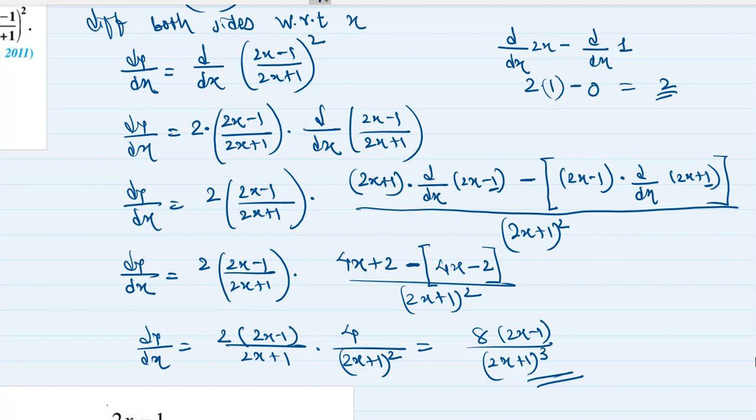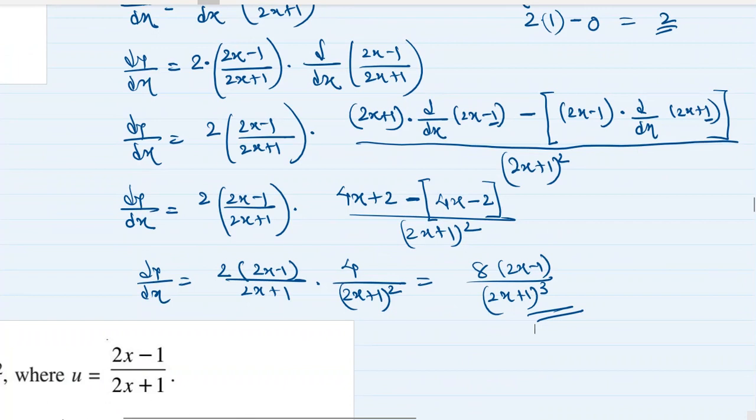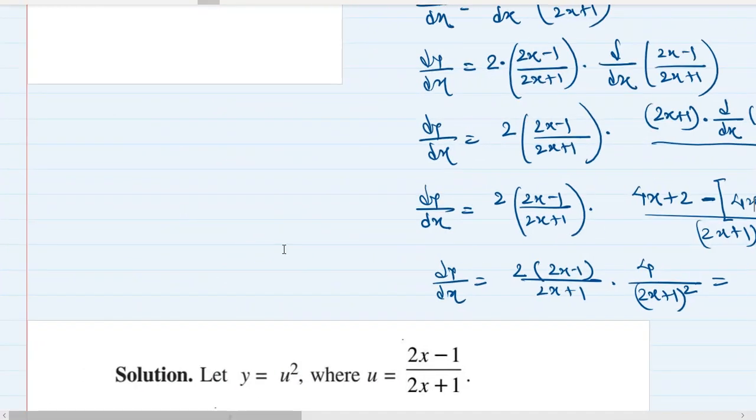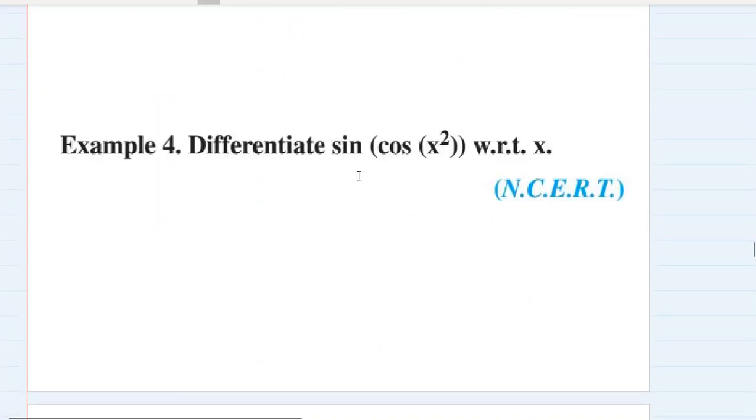8 bracket 2x minus 1 upon 2x plus 1 the whole cube. Let's check the answer. I don't know whether it's correct or not. Let me check. Hey, yeah, it's correct answer. Okay. Next question.